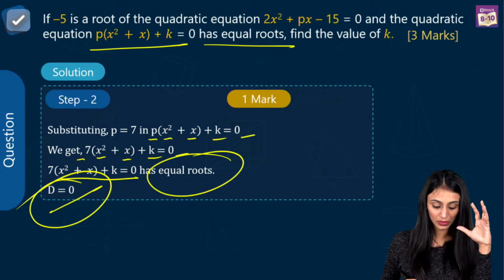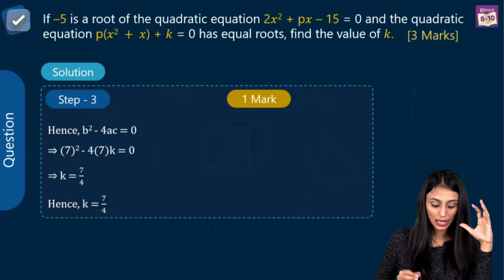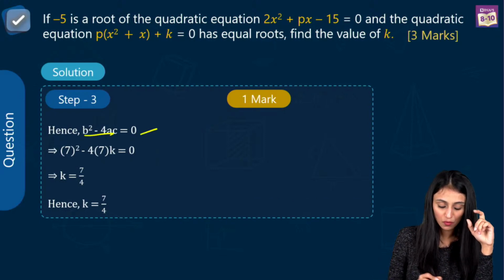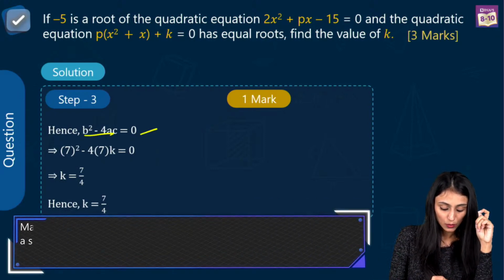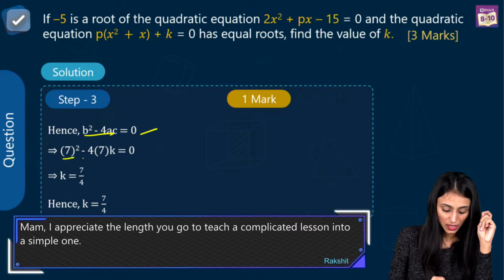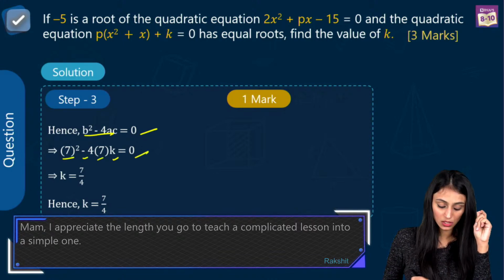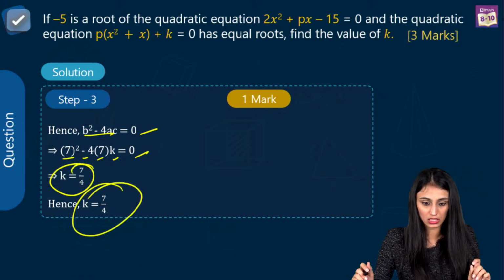We have the value of P. We substitute here. The question says equal roots, so D would be 0. D is 0 means B square minus 4AC is equal to 0, right? Put the values of A, B, C over here. We have 7 square minus 4 times 7 times K equal to 0. So K would be 7 by 4 in this case.